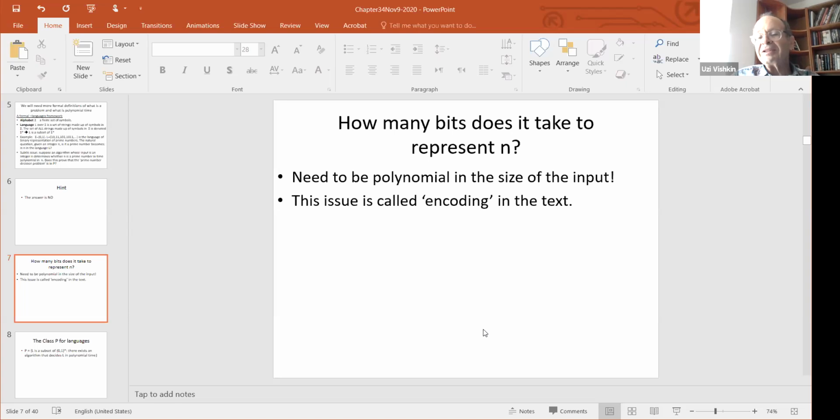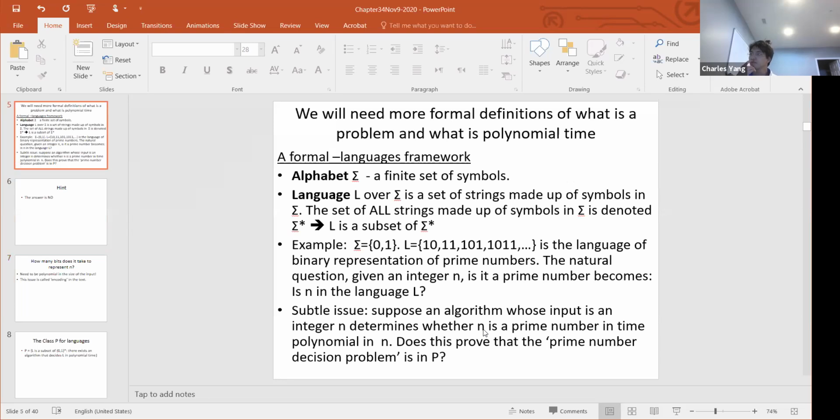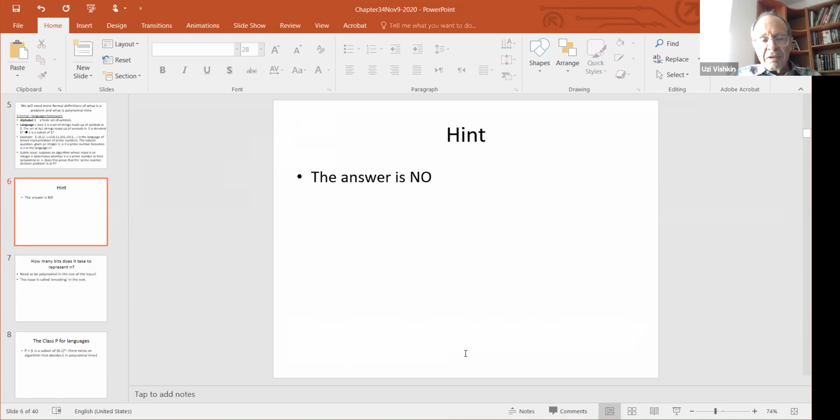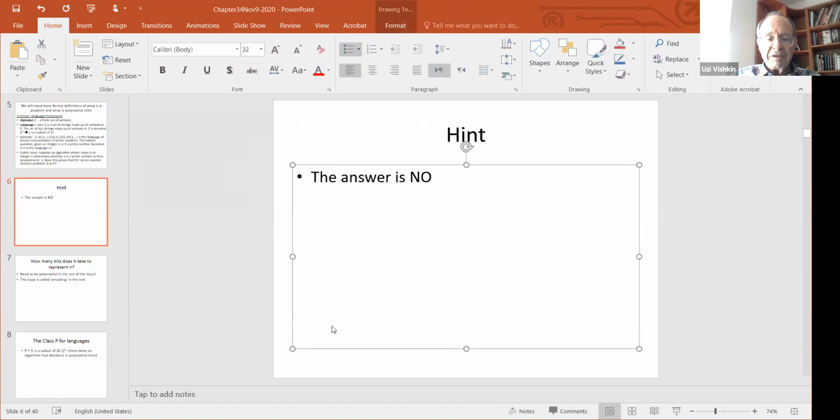Okay, so I hope I at least clarified why a polynomial time algorithm in n does not establish that the prime number decision problem is in P. Okay.